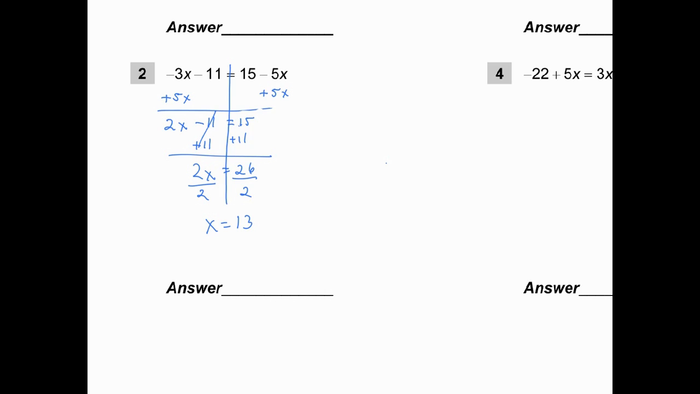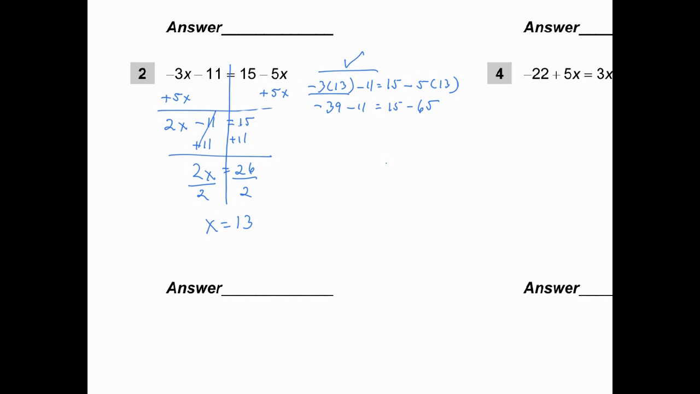Now, before we fully commit and say that that is absolutely our answer, let's go ahead and do a check. The best way to do that is to rewrite your equation now with 13 substituted in for the variable. So we have negative 3 times 13 minus 11 equals 15 minus 5 times 13. Let's follow order of operations. I see multiplication. Negative 3 times 13 is a negative 39, minus 11 equals 15 minus, 5 times 13 is 65.